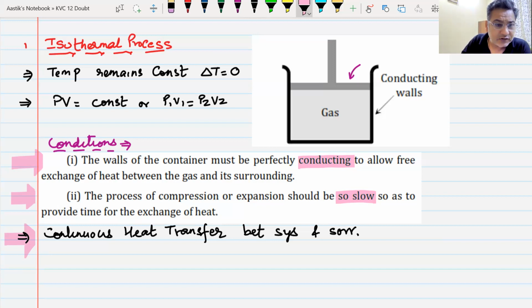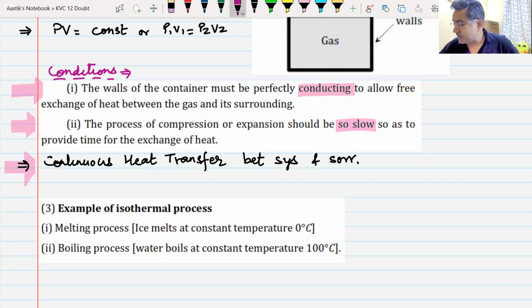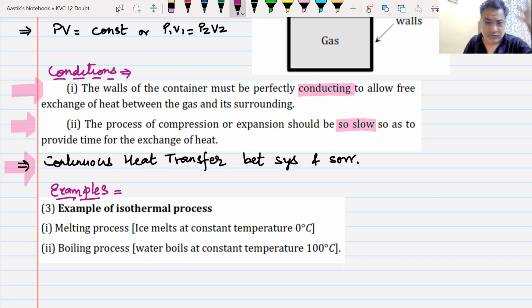What are the examples of an isothermal process? The perfect example, we've already seen in the previous classes. Any change of state, wherever ice is melting or water is boiling, is an example of an almost perfectly isothermal process, because there the temperature of the system does not change. So you can take that as an example.